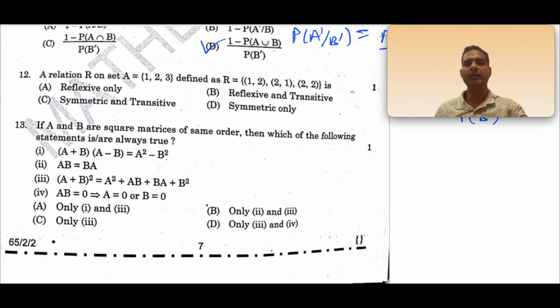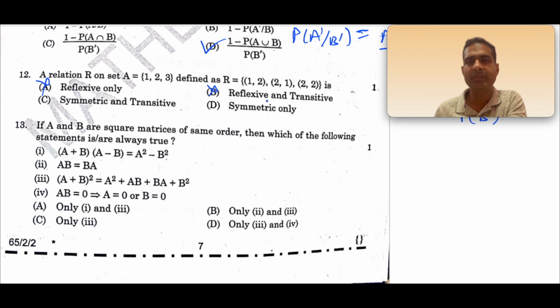Now question number 12, it is an easy question. A relation R on set A equal to {1, 2, 3} is defined by this. Is it reflexive or reflexive transitive? We have to tell which of the options is correct. So R is surely not reflexive because it is not containing all the elements which are related to itself, that is (1, 1), (2, 2) or (3, 3). So it's not reflexive, so these two options went away.